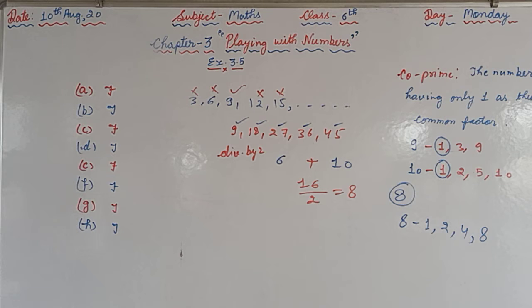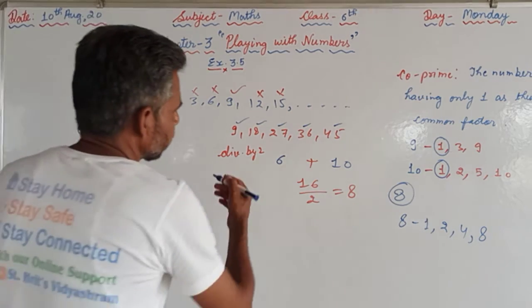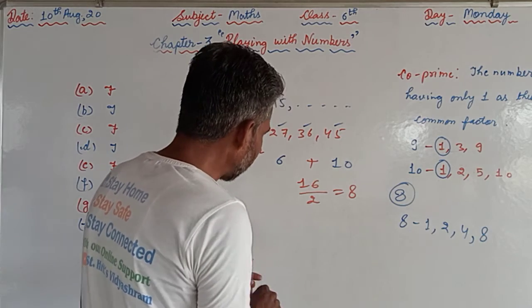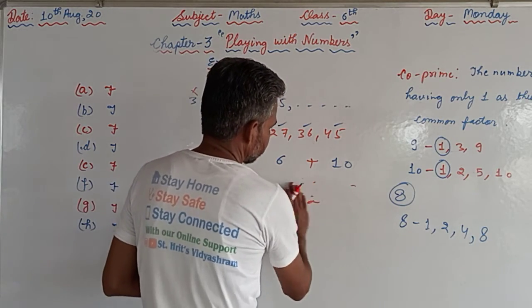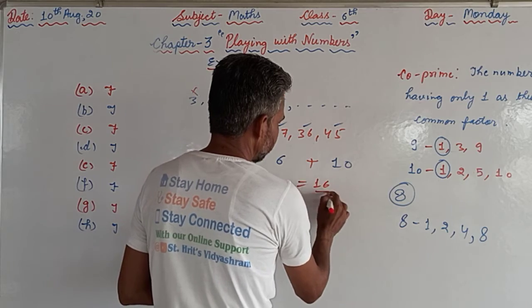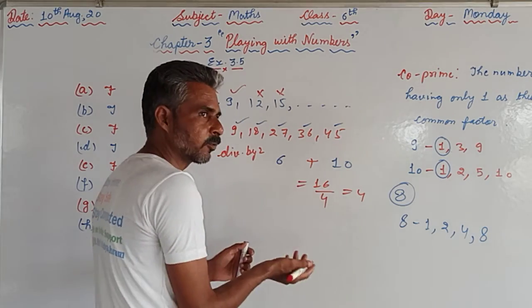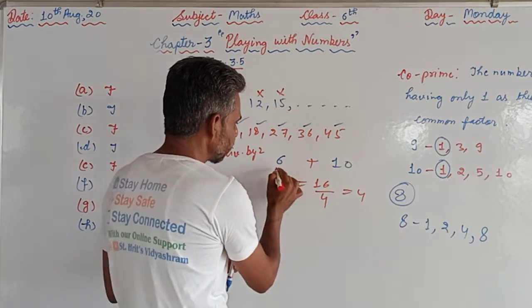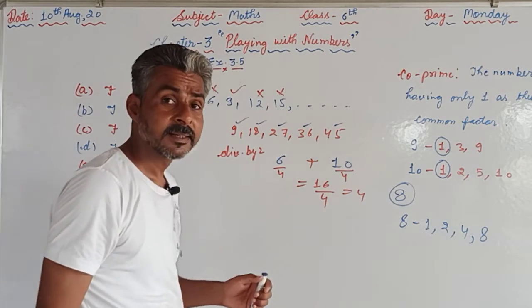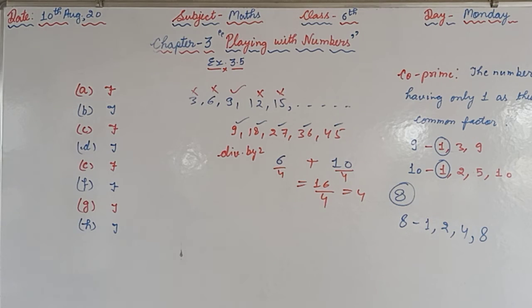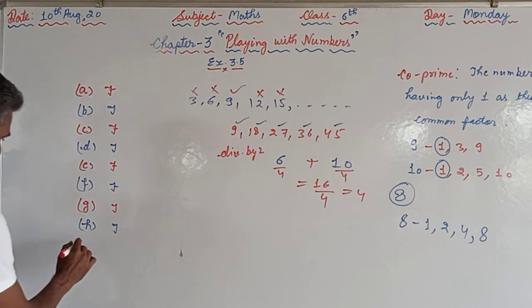I: if a number exactly divides the sum of two numbers, it must exactly divide the two numbers separately. Now if a number divides the sum of two numbers, like here it is 16, 16 is the sum. If 16 is divided by 4, that is 4, it means the number 4 can divide the sum of two numbers, but it cannot divide 6 and it cannot divide 10 separately. That's why the last statement, that is I, is false.